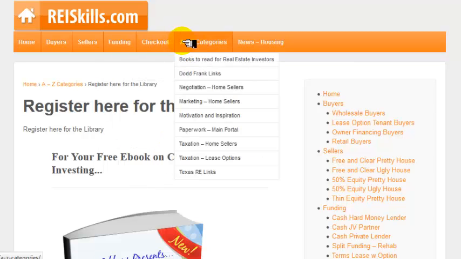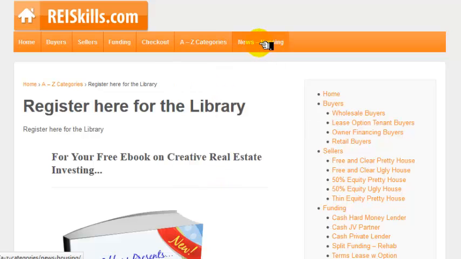So then we go into A through Z categories. As you notice here, we've got books for real estate investors, Dodd-Frank links. I highly recommend you go through a class with Dodd-Frank with us. Negotiation with home sellers, marketing for home sellers, motivation and inspiration, really helpful to be able to keep motivated. Main portal for paperwork, taxation for home sellers, taxation for just lease options, and Texas real estate. And then we have news for housing.